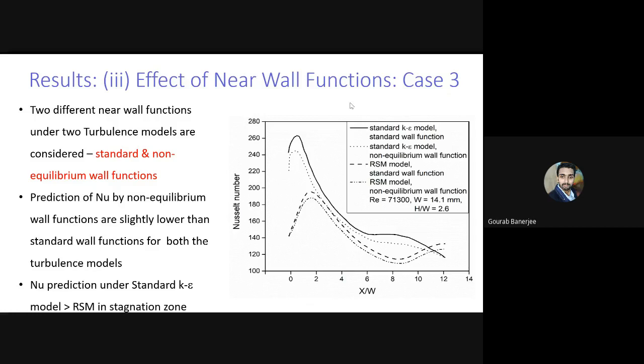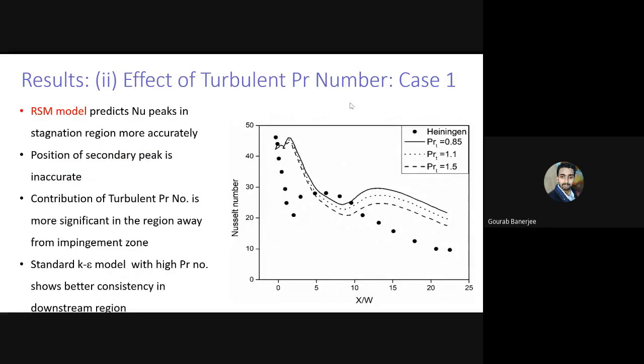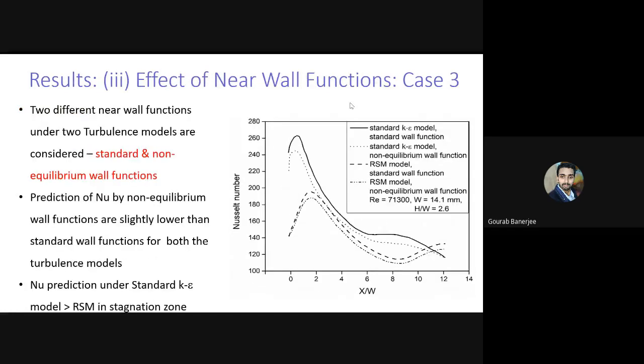Now, from the diagram, it is evident that for all the four cases, the non-equilibrium wall function gives a better prediction. It doesn't over-predict, actually. Why are you seeing a better prediction? Because for any of the experimental values, the experimental curve is falling below the simulation curves. So any simulation result that gives a lower Nusselt number prediction will be better than the one that is over-predicting.